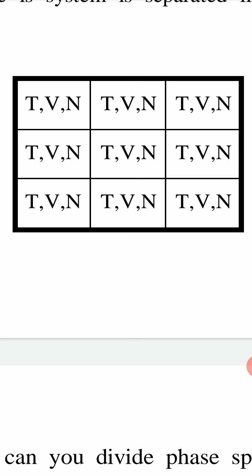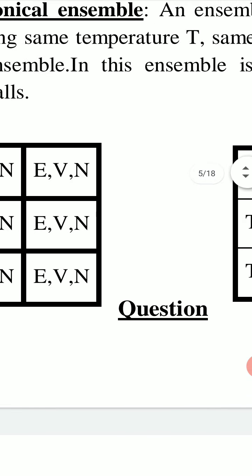So now we have the volume the same, so these walls separating the systems are rigid. The number of particles capital N is the same, so these walls are non-permeable. And the temperature of all these systems is the same, so these walls are now conducting walls. When walls are conducting, the temperature remains the same. The temperature of all these systems remains the same, capital T.